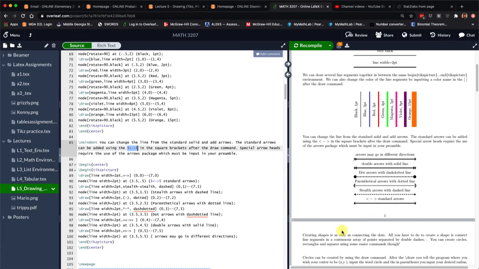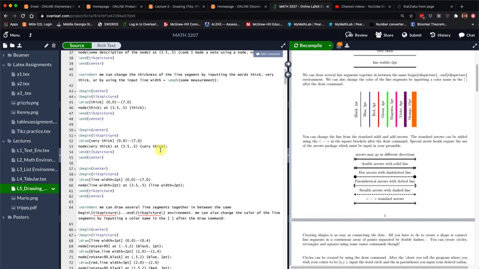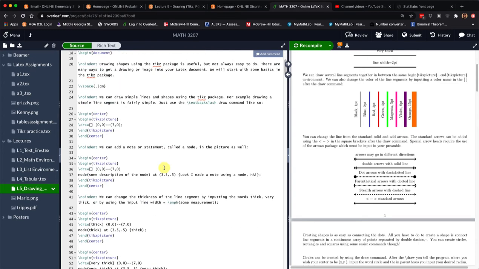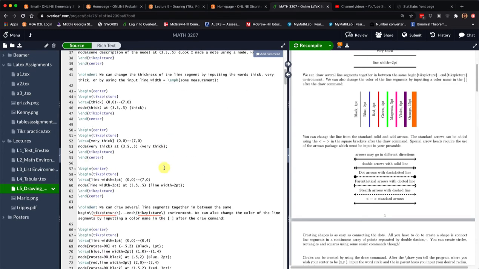Special arrowheads require the use of the arrows package, which I did put in the preamble above. Where did I put my arrows package? Right here. Use Tikz library, and this is something new too. The arrows is part of a library instead of a package itself, and so to use certain things, sometimes you'll be recommended to use a certain library to get certain shapes and things of that nature. If anybody's doing any graph theoretical stuff, I have some examples of graph theory graphs drawn in nice, neat little templates that you probably could utilize when you do your presentation later in the semester as well.